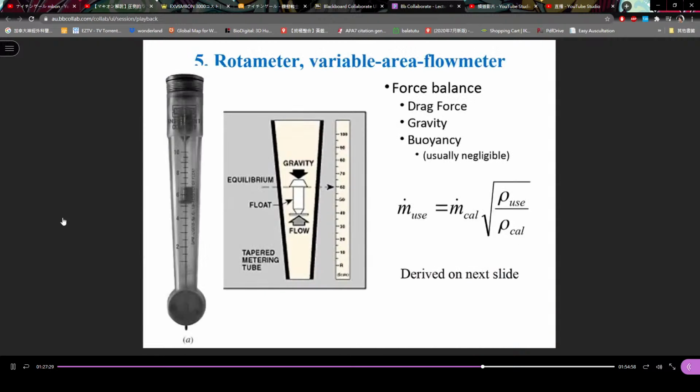Then other flow meters. I mentioned that I want to introduce more flow meters, so you must understand the principle. But from now, you may not need to do the calculation. I'll just give you the principle. So for the examination or test, I only include the main 3 flow meters: Venturi meter, orifice meter, nozzle.